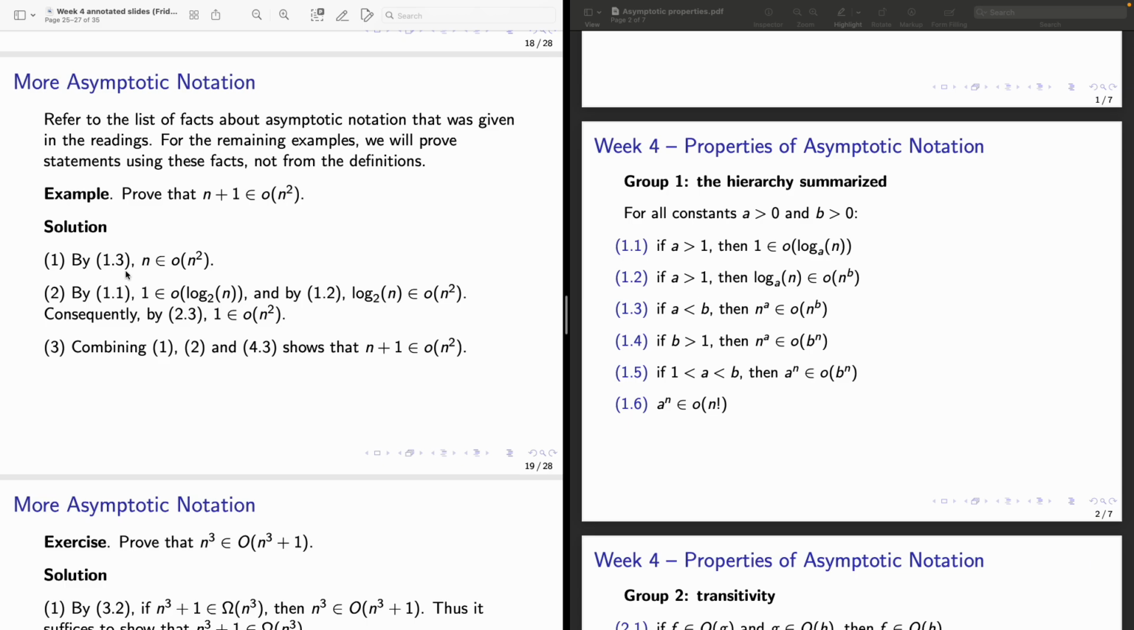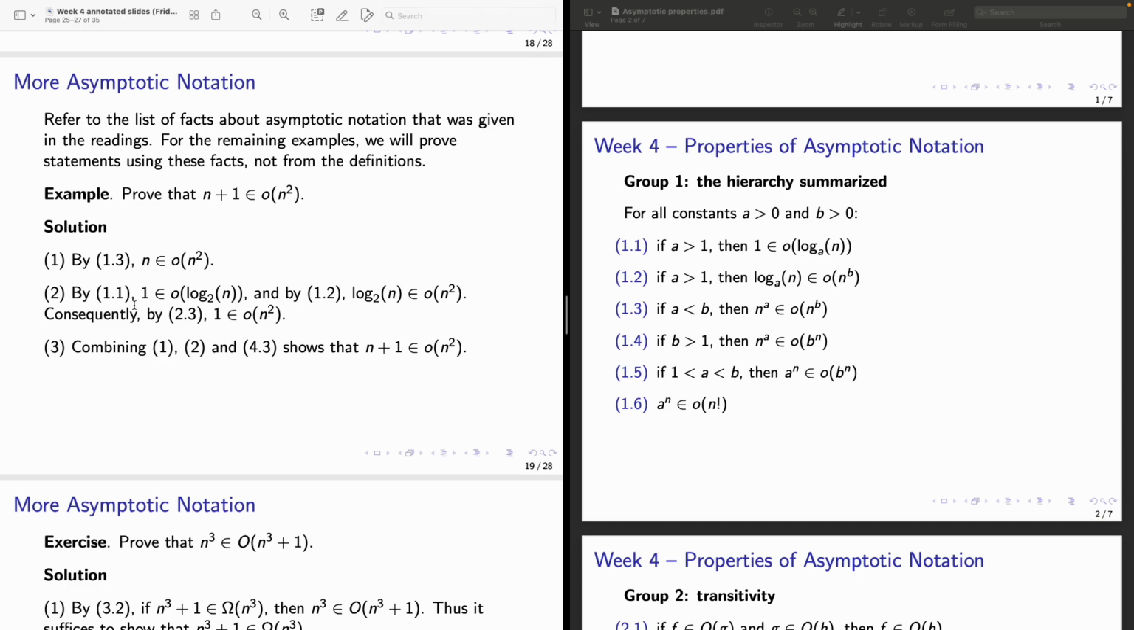So we start by using fact 1.3. If a is less than b, then n to the power of a is in little o of n to the b. From that, we know that n, which is n to the 1, is in little o of n squared. So this works in general. n squared is in little o of n cubed. n to the 5 is in little o of n to the 10. And it also works for fractional powers. So n to the power of 1/2, that is square root of n, is in little o of n.